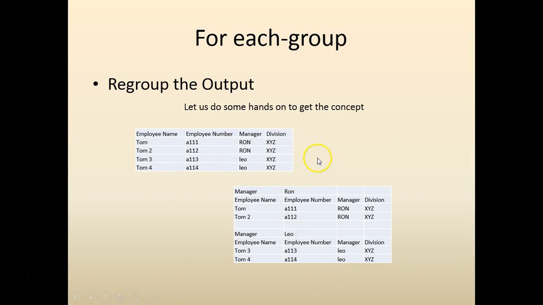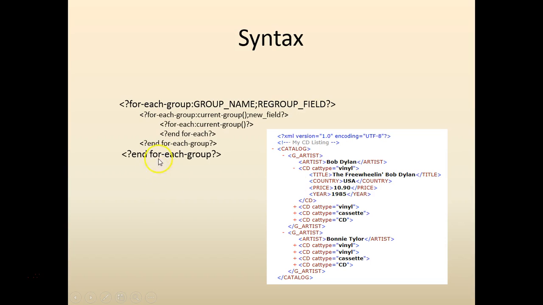So we have seen the concept of regrouping. Basically, we are getting the same result in different formats. The syntax for regrouping is for each group, group name, and the regroup field. And you can regroup the group that we have redefined again. So you can have another group, but at this time we would say current group, and we can use the current group to access the data.